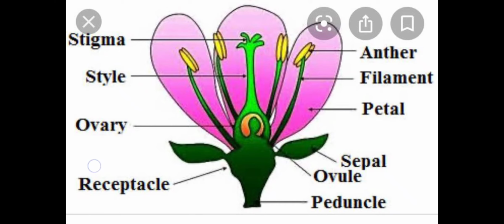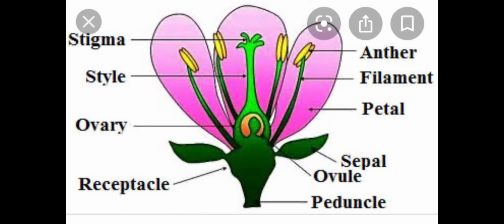Now the flower can be unisexual or bisexual depending on the presence or absence of male and female parts. If the flower is bisexual, that means it has both the male and female parts in it. And in case the flower has either only the male part, that is stamen, or only the female part, that is carpel, then under that condition it is known as a unisexual flower. So this is all about the flower.